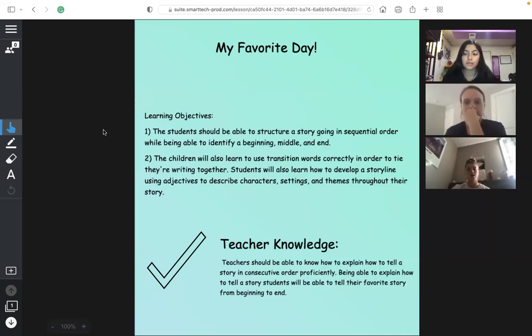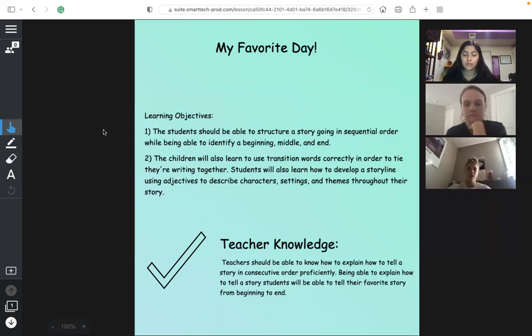The children will also learn to use transition words correctly in order to tie their writing together. Students will also learn how to develop a storyline using adjectives to describe characters, settings, and themes throughout their story.